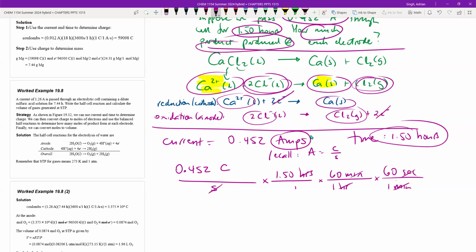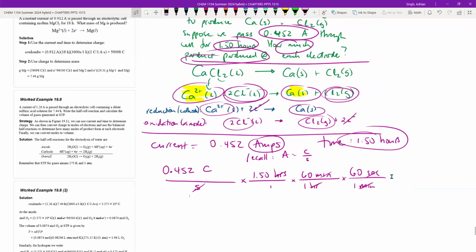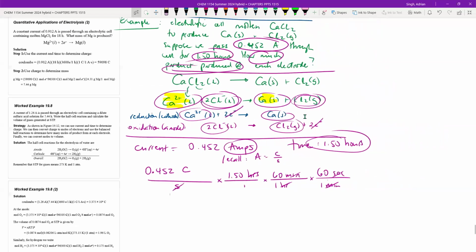Essentially, you multiply the time here by 3,600 to get rid of the seconds. Okay, so we're at coulombs right now. Now we need to relate coulombs to the mass, and according to our equation here, before we get to the balanced equation, we can multiply out our numbers to get the charge in coulombs.